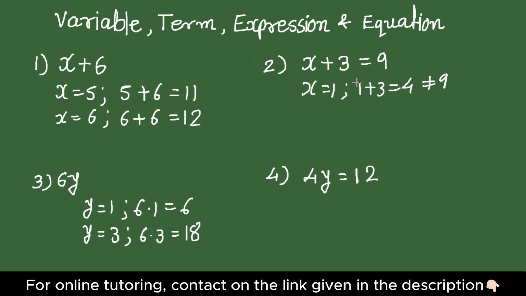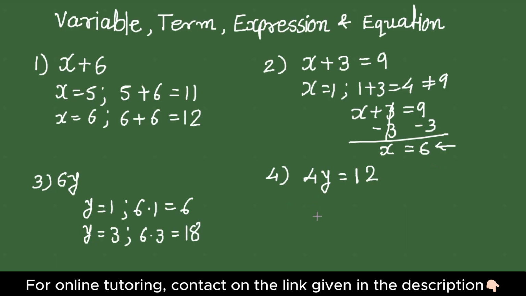Instead of assigning values, what we can do is solve this equation. So we have x plus 3 is equal to 9. We want to solve it for the variable x, so we will subtract 3 from both sides. On the left side we can cross out the plus 3 and minus 3 because it will be 0. So only x will be left on the left side, and on the right side 9 minus 3 is 6. So in this equation the variable x has the specific value 6.